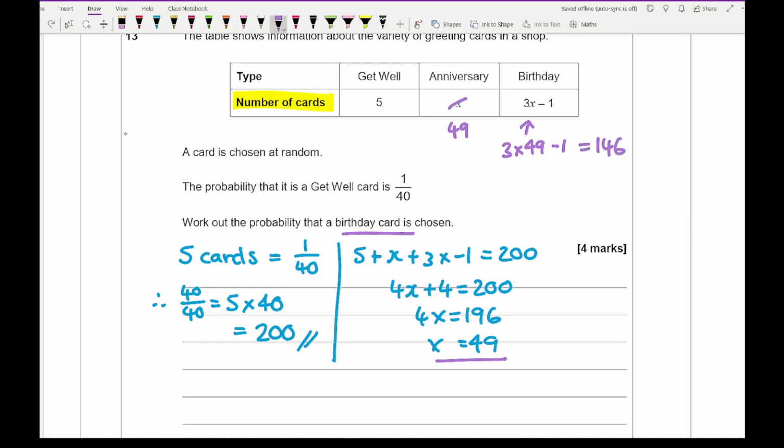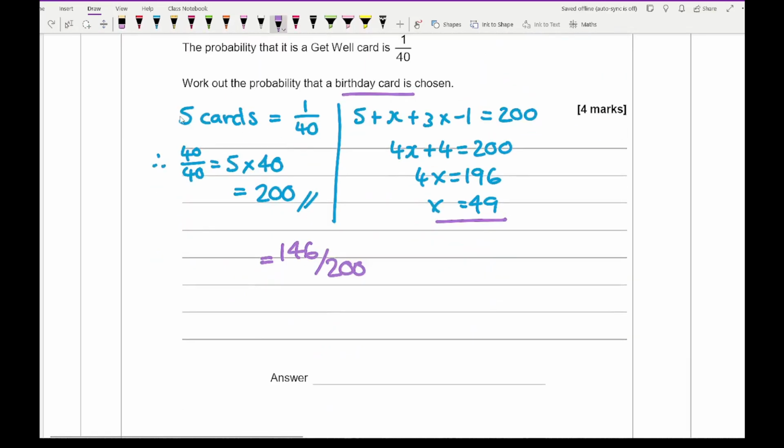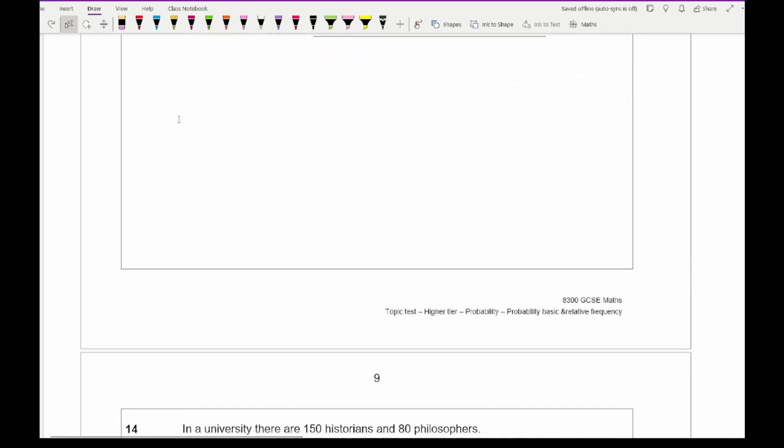So then that's going to be 49, this is going to be 146. Then working out the relative frequency, it's going to be the number of times it's a birthday card, which is 146, over the total number of trials, which was 200. And then we can simplify that fraction as 73 over 100, or you could write it as 0.73. So any of those three would be fine for the full marks.